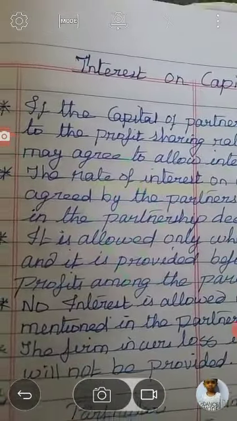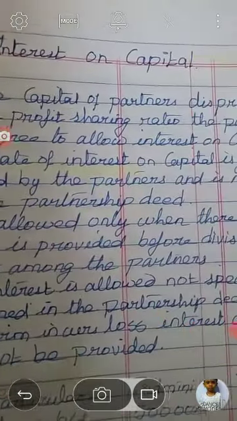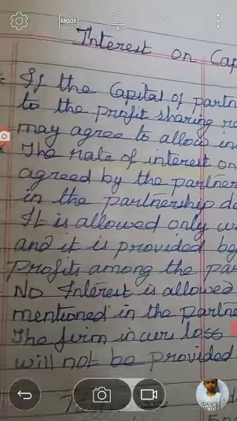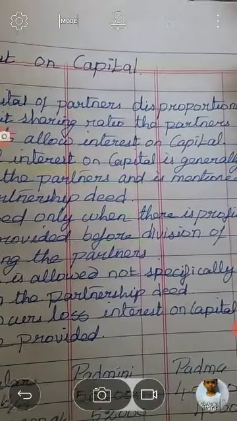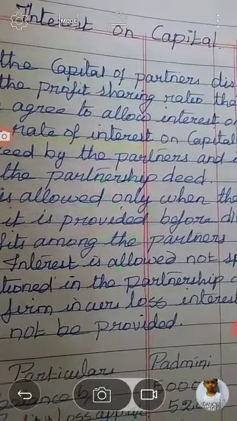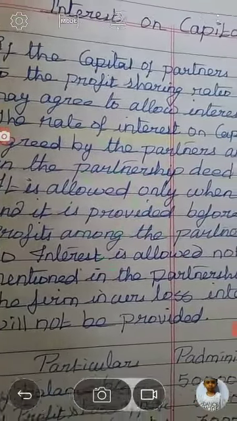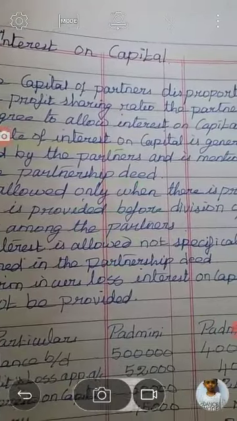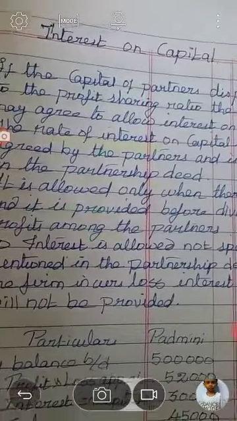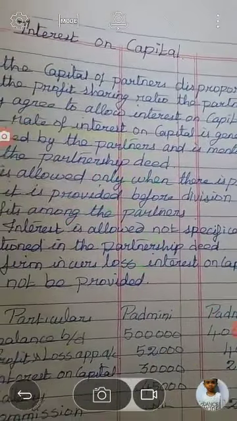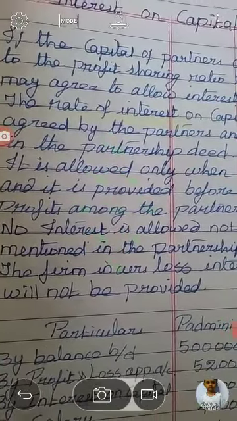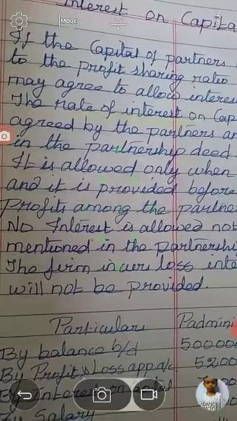The first point: if the capital of the partners is disproportionate to the profit sharing ratio, the partners may agree to allow interest on capital. The rate of interest on capital is generally agreed by all the partners and is mentioned in the partnership deed. Suppose interest on capital is to be allowed, it should be mentioned in the partnership deed, only then the interest on capital is to be allowed.